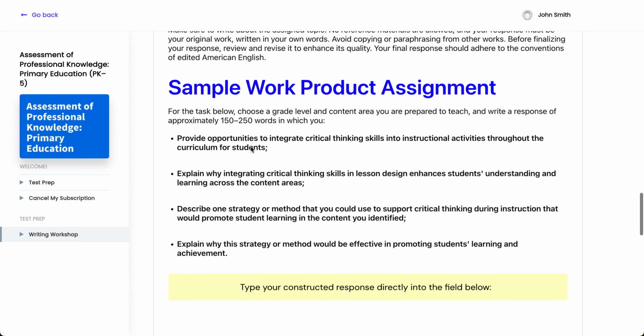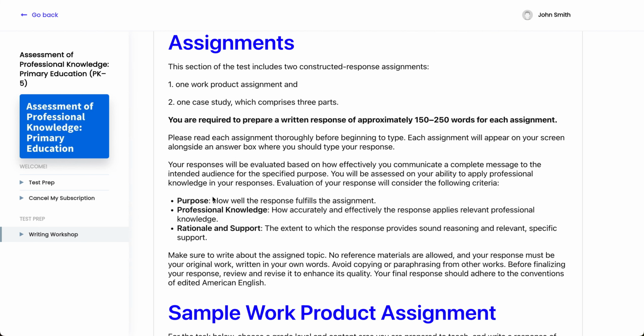Past the word length, we also have to understand how our testing administrators are going to be scoring our responses. And so first and foremost, we have purpose, and they're going to be checking how well your response fulfills the assignment. So make sure that you answer every question that you are given. And secondly, professional knowledge, and so this is how accurately and effectively your response applies to relevant professional knowledge of being a teacher, such as effective instruction.